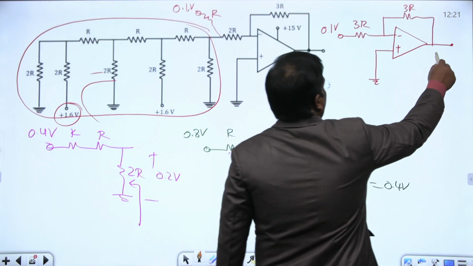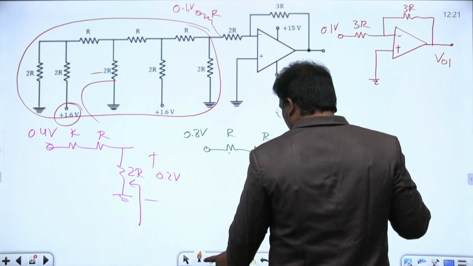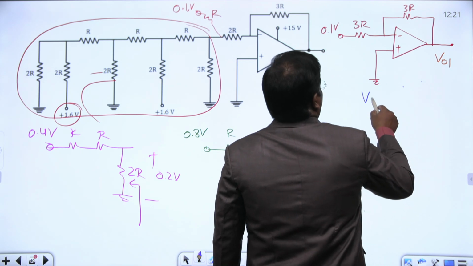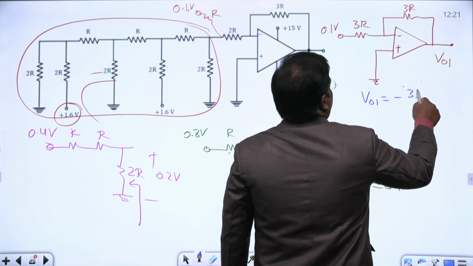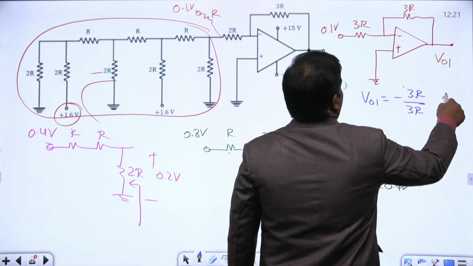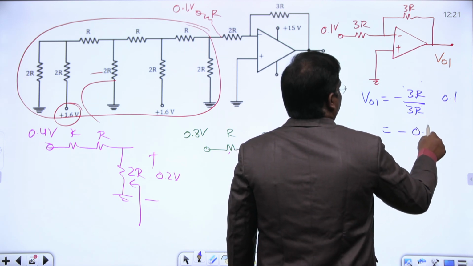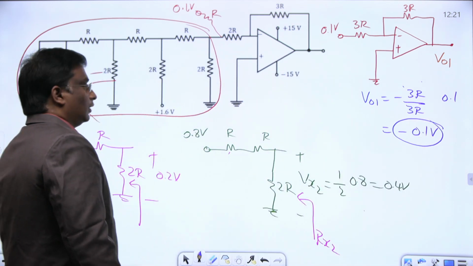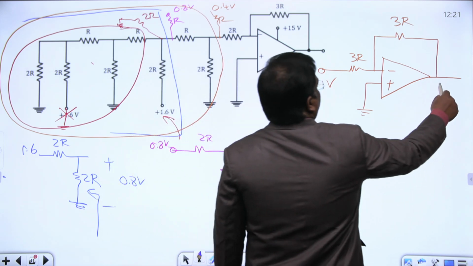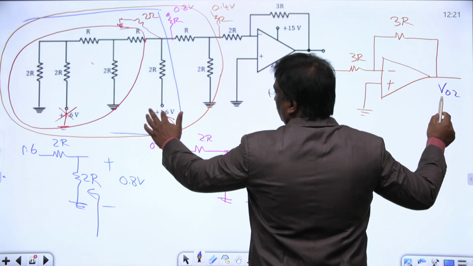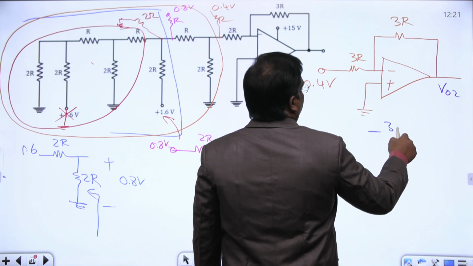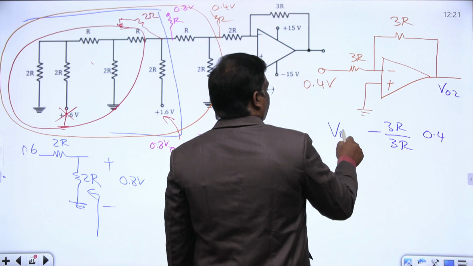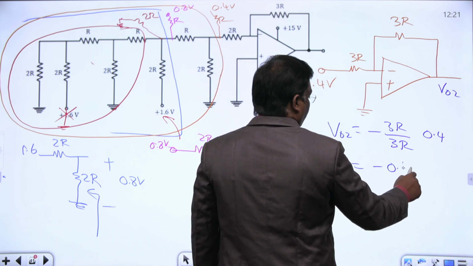Previously, let us try to find V01. What is V01? If you calculate V01, this V01 is equal to minus RF by R1 into 0.1. What is the value we got here? Minus 0.1 volts. That's V01. For this one, V02, when this source is acting alone, it is minus RF by R1 into 0.4. This value is nothing but minus 0.4.